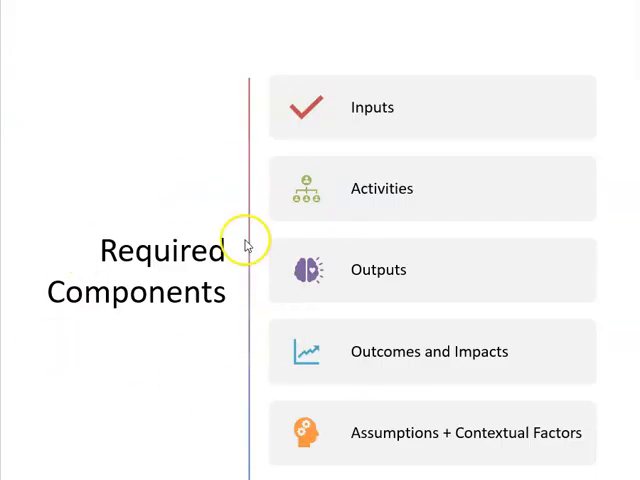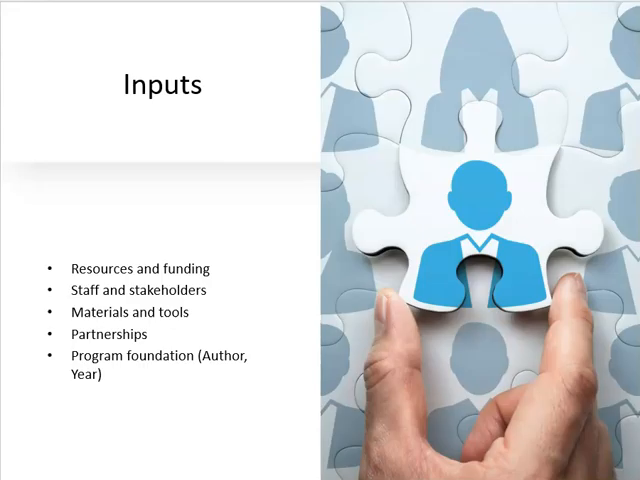So here are your required components. There are 7 of them. Missing one will automatically drop you below a level 5. Those components are inputs, activities, outputs, outcomes and impacts, assumptions, and contextual factors. Students often forget assumptions and contextual factors. This is one of the fastest ways to lose points. Each of these needs to be clearly labeled and visually distinct within your model.